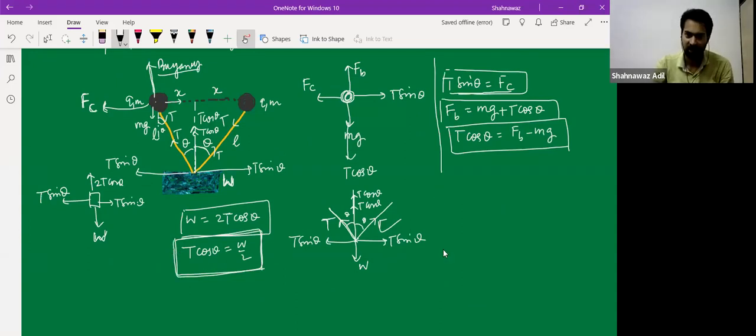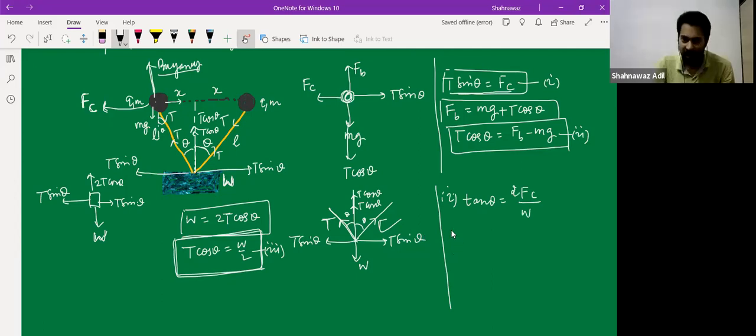So this is the first equation, this is the second equation, and this is the third equation. We will compare the first and the third equation. When we divide the first and the third equation, this would be tan theta, which is FC by W by 2. So FC would be how much? FC would be W tan theta by 2.